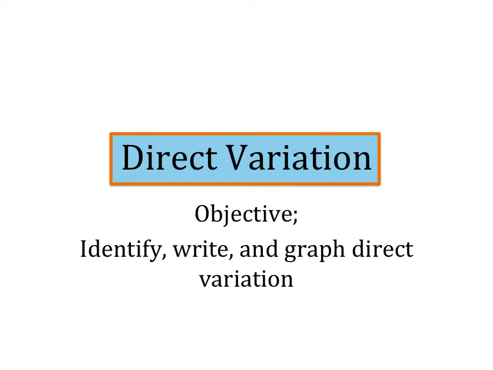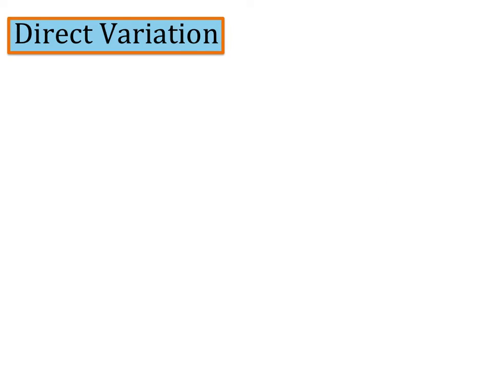Welcome to Direct Variation. Today's objective is to identify, write, and graph direct variations. Within the context of linear functions, there are some different types of linear relationships we've seen so far. One of them that we're going to study today is direct variation. Direct variation is a special type of linear relationship that can be written in the following form: y equals k times x. k is always a non-zero constant, and we call it the constant of variation.